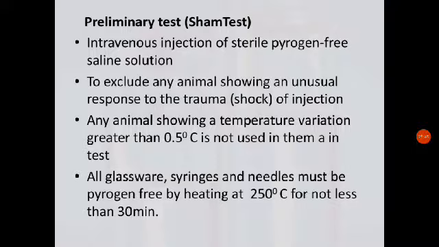Prior to the main test, it involves a preliminary test which is called a sham test, where an intravenous injection of sterile pyrogen free saline solution is given to the marginal ear veins. The animals which show a variation in body temperature are noted. It is recorded as the initial temperature and the highest recorded temperature, and that is the difference. If it is more than 0.5 degrees centigrade, the animal should not be used in the final test.